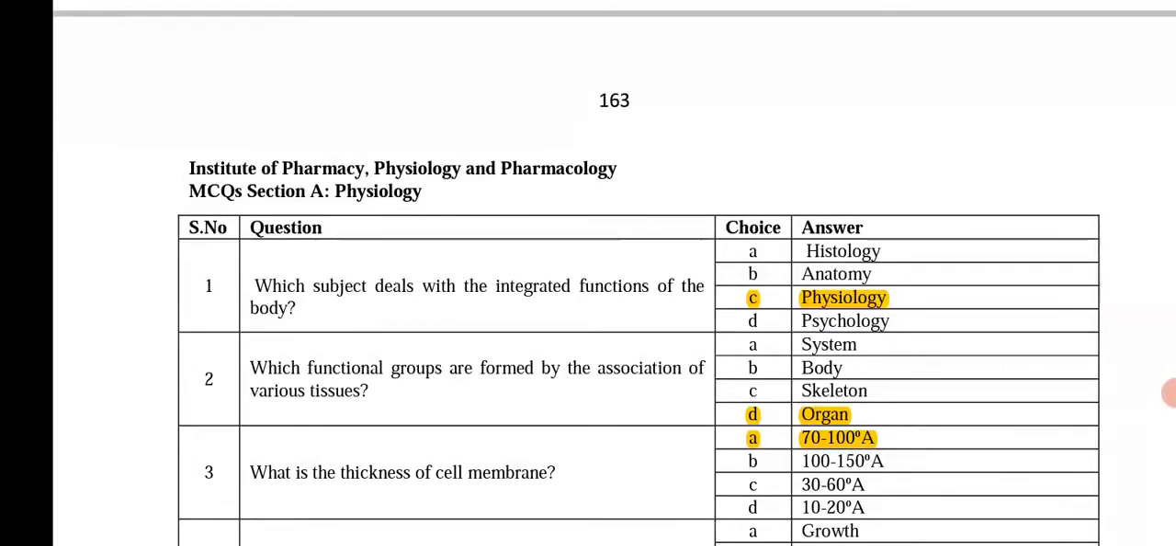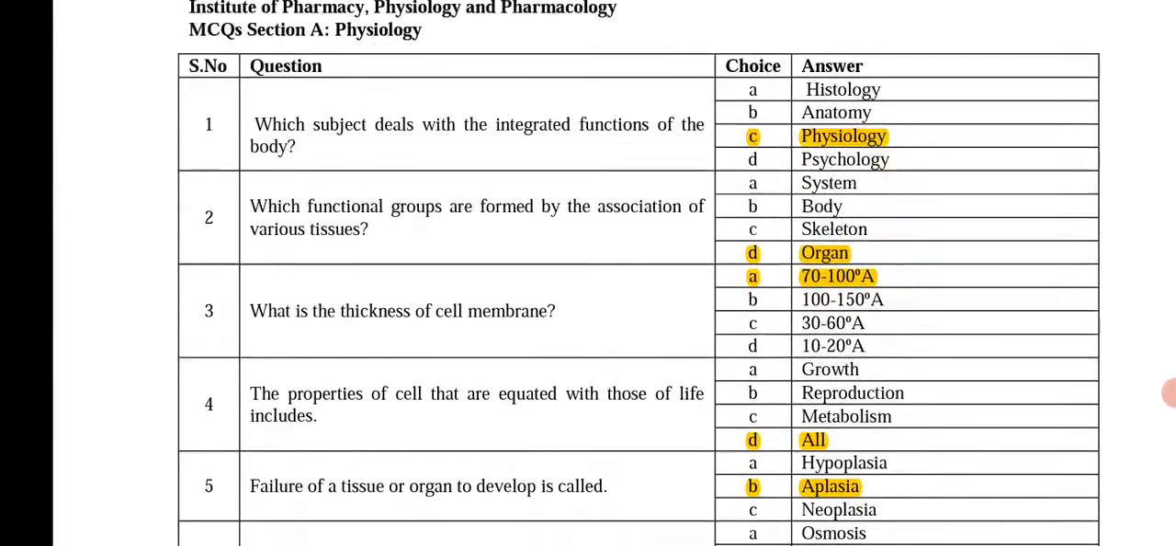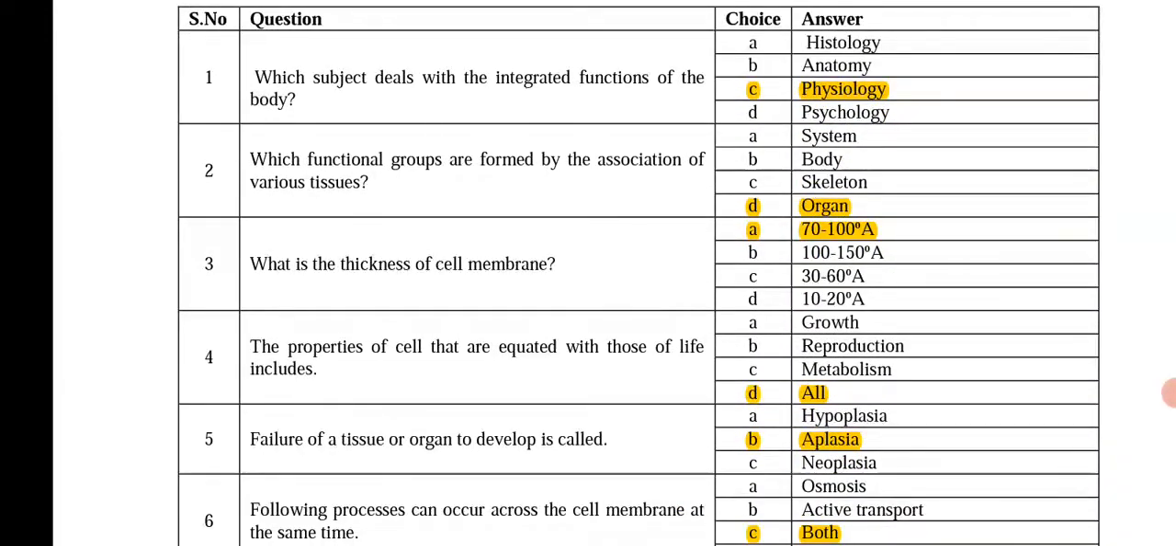MCQs from physiology. Which subject deals with the integrated functions of the body? Physiology. Which function groups are formed by association of various tissues? Organs. What is the thickness of the cell membrane? 70 to 100 angstrom.